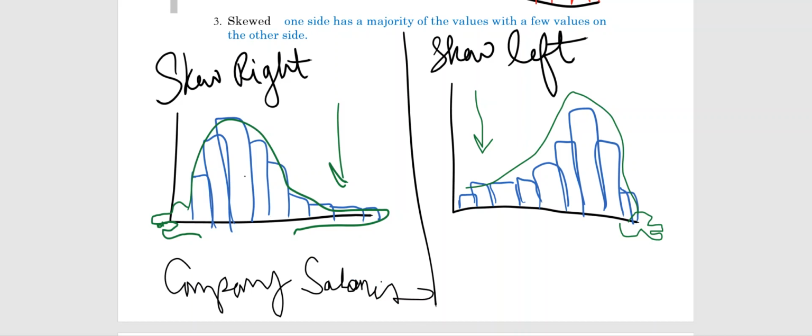Because if you think about it, at most companies we have a couple people that make around the same amount. Maybe these are my interns over here on this first bar. And then we have just a few people making more, the managers and the COOs, or the C positions as they call them.